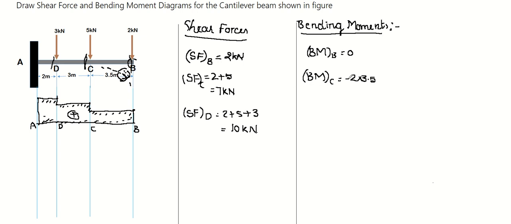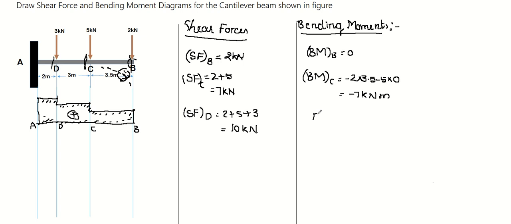So it is again a trick to remember. When it is bending downwards, it appears like crying. So negative people will cry. So negative bending moment. And 5 into 0, that is 0, we need not consider it. But let us see, 5 into 0. So that is minus 2 into 3.5, that is minus 7 kilonewton meter.